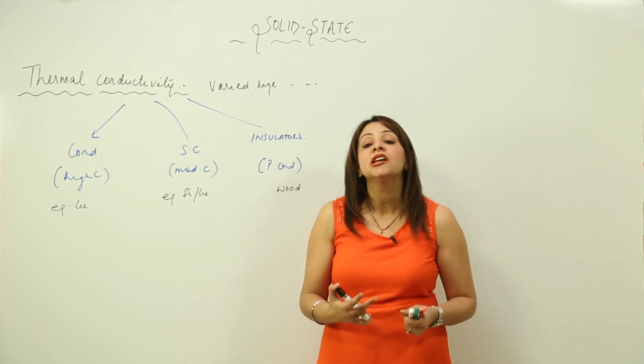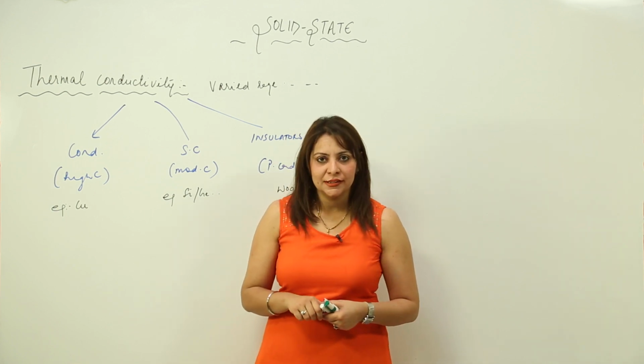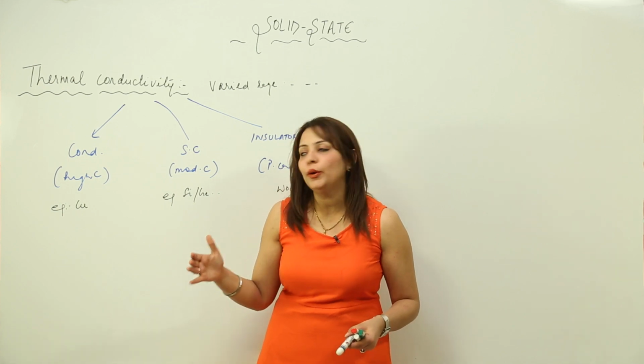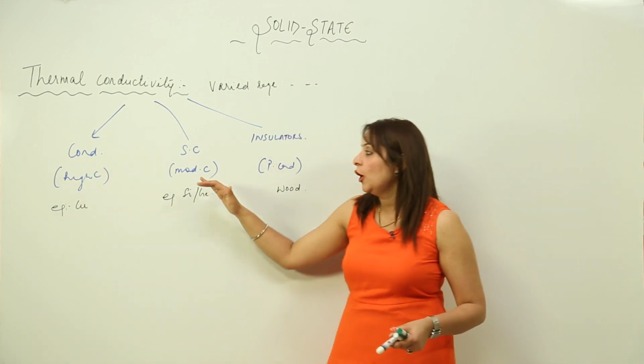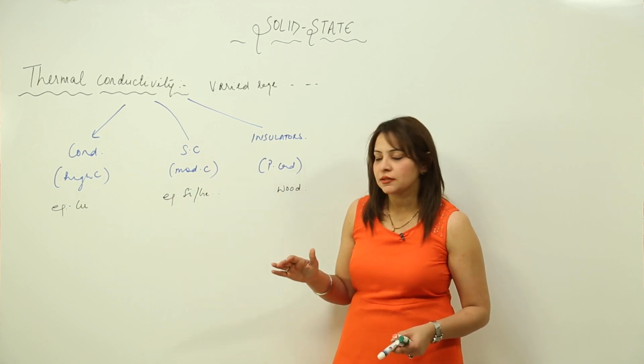So I think it's clear that on the basis of whether the substance allows current to pass through it or not, we have three kinds of substances. The one which allows a high amount of current to pass through it is called a conductor, which allows a moderate amount is a semiconductor, and which does not allow at all is an insulator.